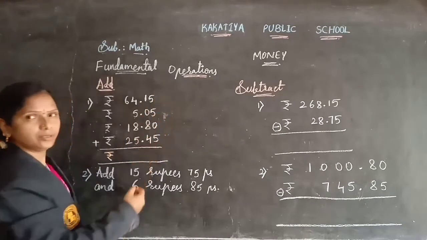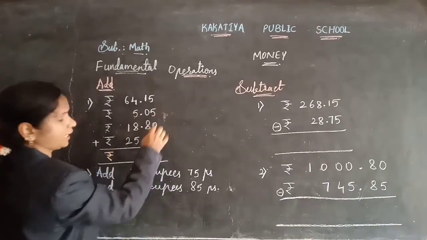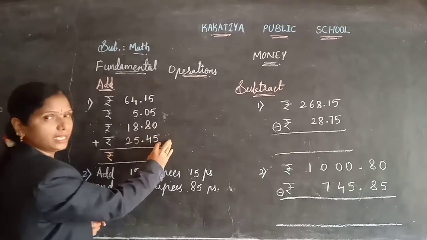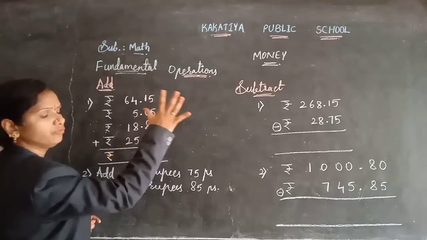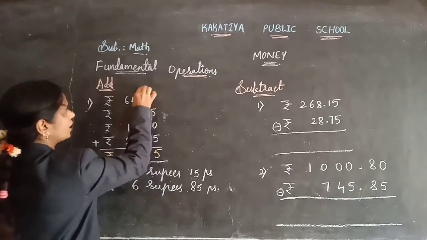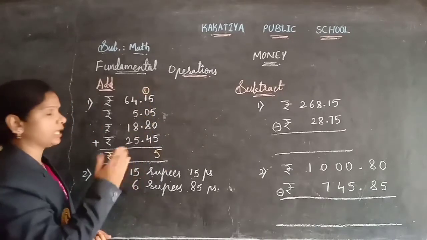5 plus 5 is 10, 10 plus 0 is 10, 10 plus 5 is 11, 12, 13, 14, 15. So 15. Now children, here 5 and 1 carry on it. 1 carry to the one before.